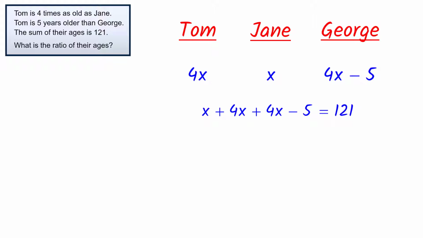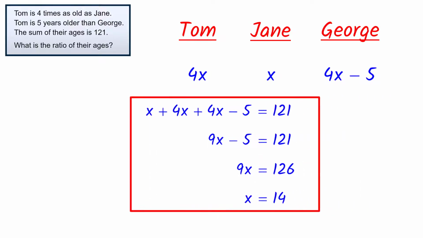Collecting like terms gives 9x minus 5 is equal to 121. Then remove the minus 5 by adding 5 to both sides. So we now have 9x is equal to 126. Then divide both sides by 9 to remove the 9 on the left-hand side. This gives x is equal to 14.